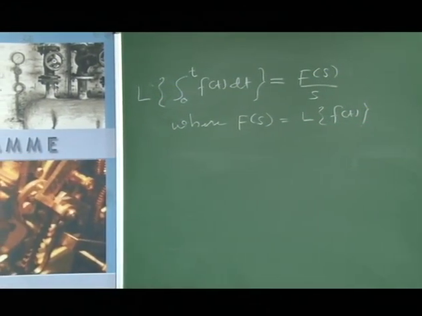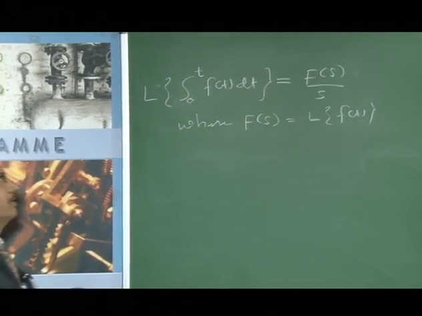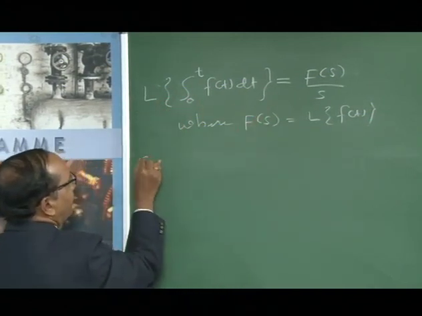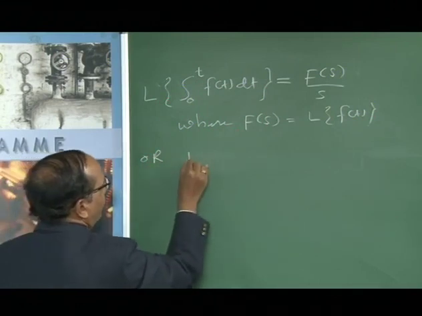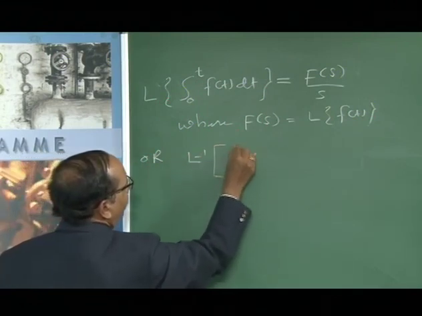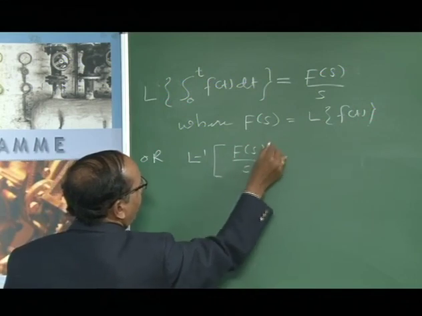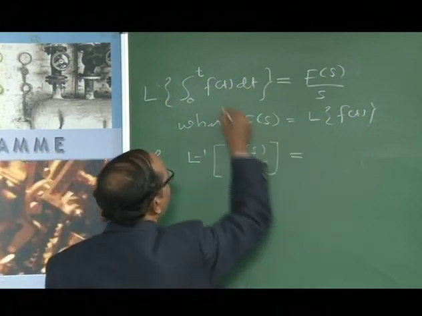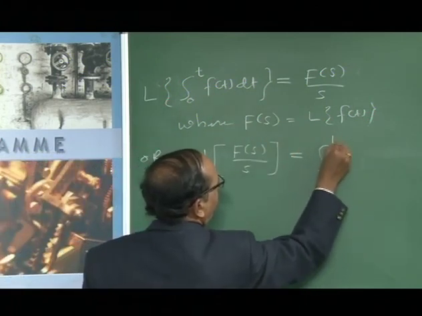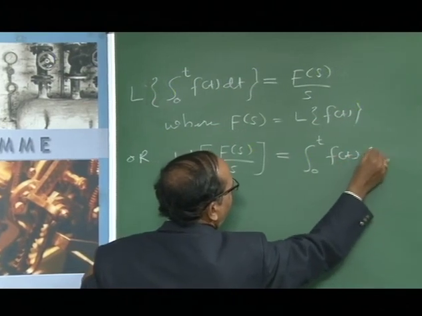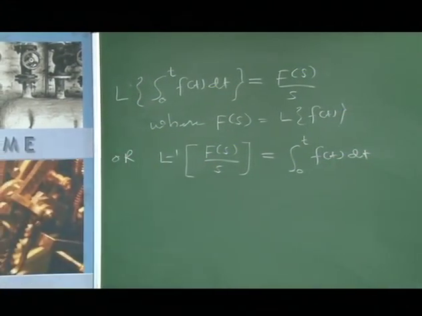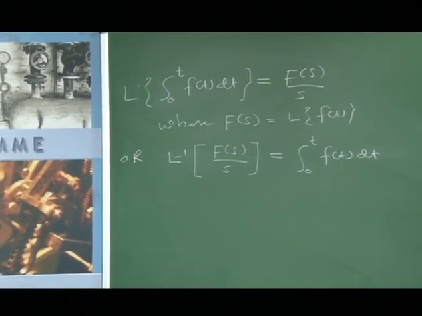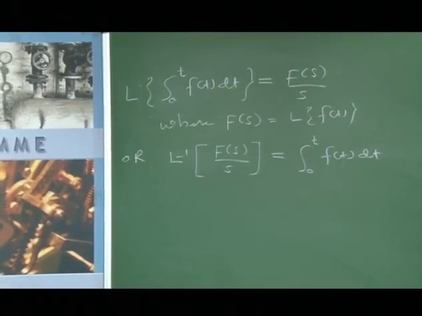F of s is the Laplace transform of the function of t. So, if you take L inverse on that side, the same formula we can write: L inverse of function of s divided by s is equal to the integral from 0 to t of f of t dt. So, this is the inverse formula. L inverse of the function of s divided by s is equal to integrating from 0 to t f of t dt. What is f of t here?